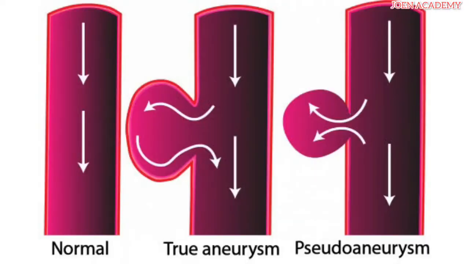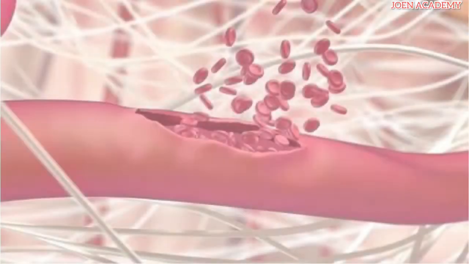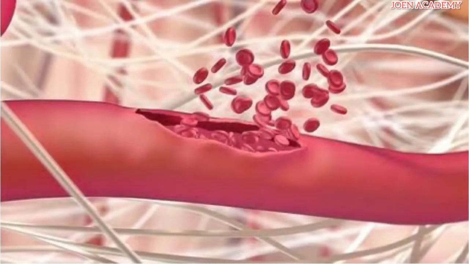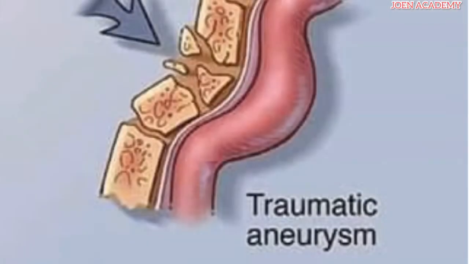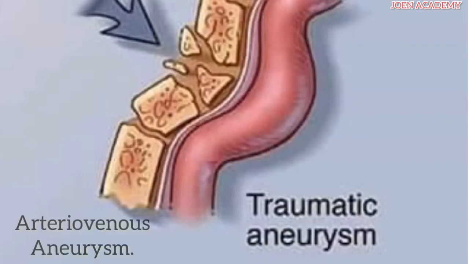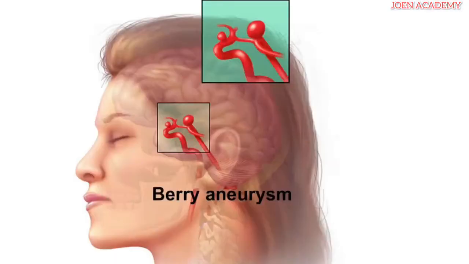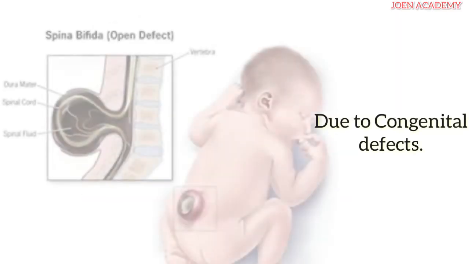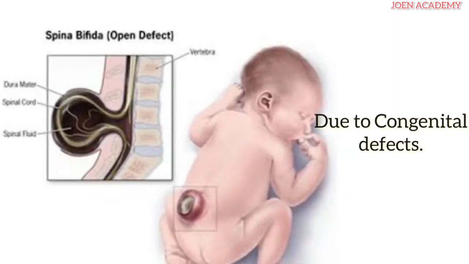Aneurysm can also be classified based on the variety of disorders that weaken the wall of the blood vessel. They include the traumatic aneurysm, which is also called the arteriovenous aneurysm. Another one is the berry aneurysm, which is as a result of congenital defects. Congenital defects, as we know, are those clinical conditions that arise during the developmental process of the embryo.